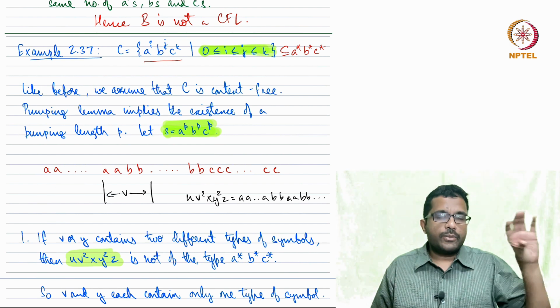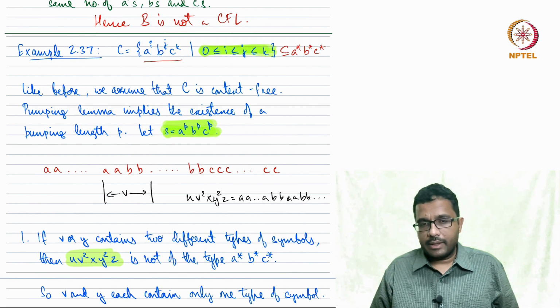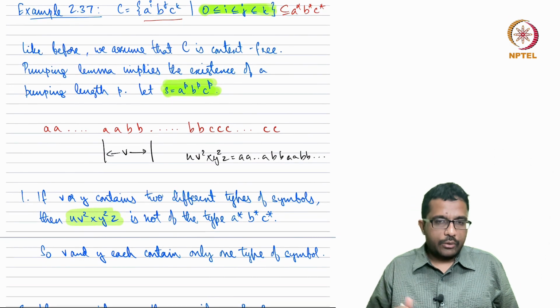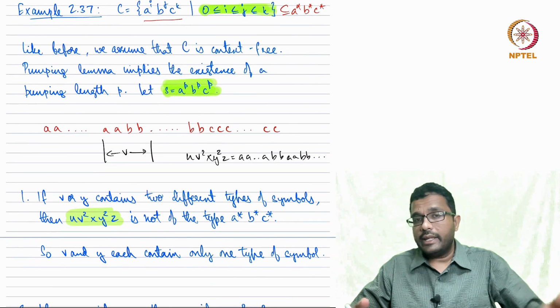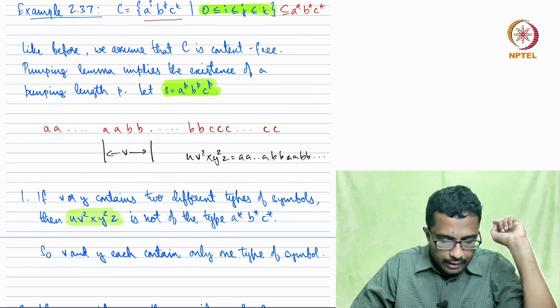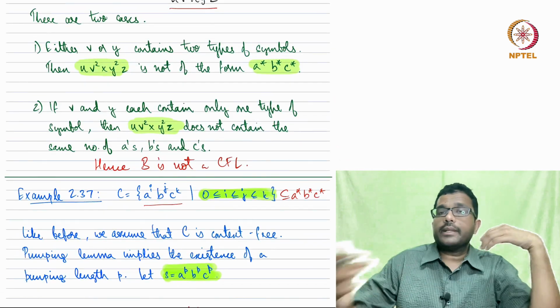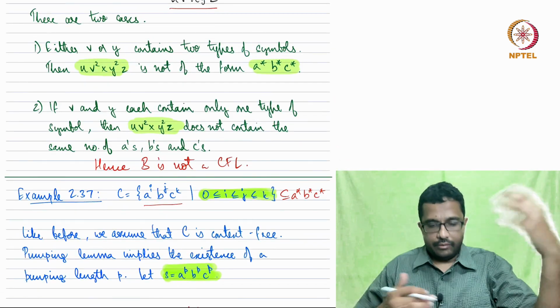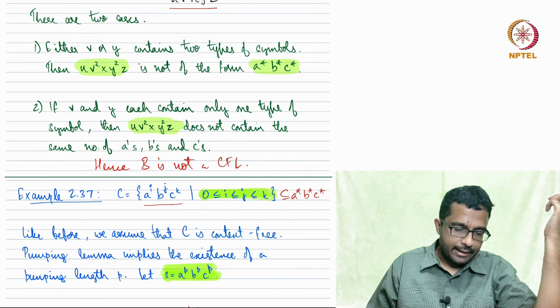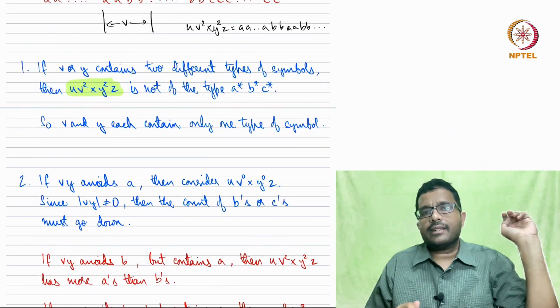This means v has to be only one type of symbol and y has to be only one type of symbol. So now there are multiple possibilities. Both v and y are a's, or both v and y are b's, right? So we'll consider all these possibilities. Earlier we wanted all of them to be the same count, and then we could find a contradiction easily. Here it requires a bit more work. Not too much more work, but slightly more work.